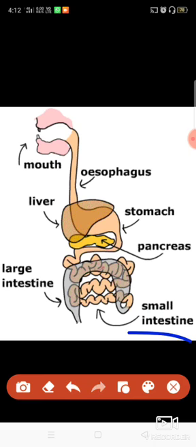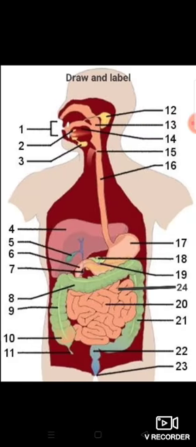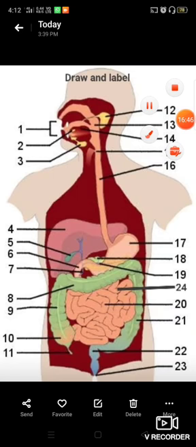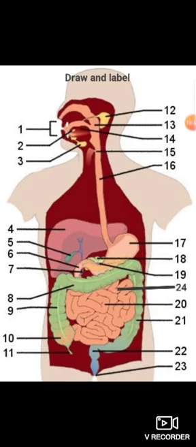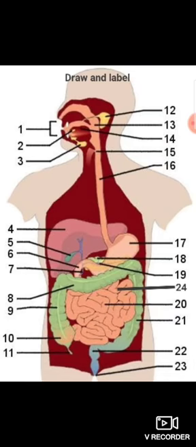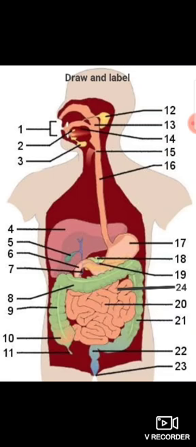Okay, so now the time is for your homework. I have taken this screenshot from the net. If you want, you can draw another diagram, and you need to label these parts which are shown in the picture. You can see all the three parts, all the 24 parts. You need to label all these parts. Make a neat and clean diagram. It should be colored also.